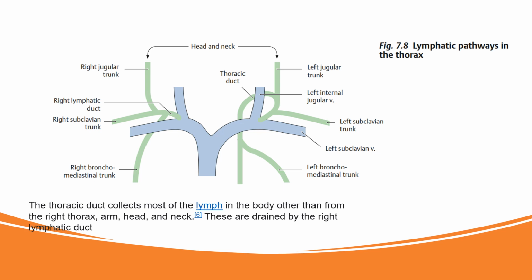As you all might know, the thoracic duct collects most of the lymph in the body, other than the right arm, right upper limb, and right head and neck.